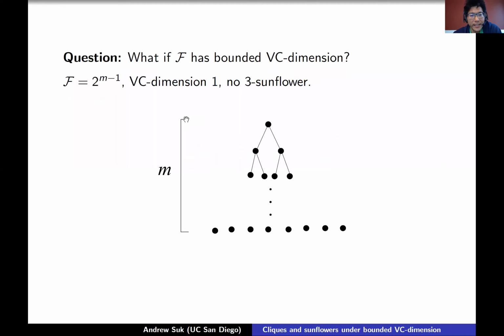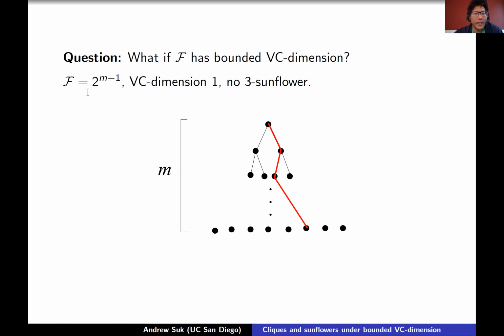So if you just take the binary tree of height m, and then you take all root to leaf paths as your sets of size m, you will generate 2 to the m minus 1 sets of size m. And this set system will have VC dimension 1. And again, there wouldn't be a 3 sunflower. So even in the bounded VC dimension setting, the lower bound doesn't really change much.